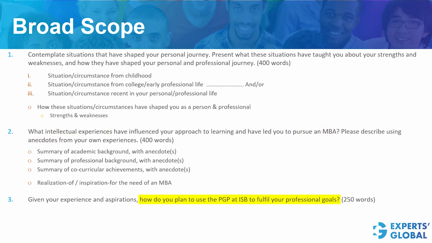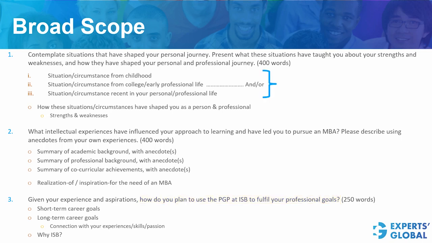The third essay is largely a statement of purpose. For the last 2 years, this has been an optional essay at ISB, but for many years before that, this used to be a compulsory essay. The broad scope here is short-term career goals, long-term career goals, and very importantly, you must link your career goals with your experiences, skills, and passion. Crucially, you must give rich and specific reasons for why ISB.